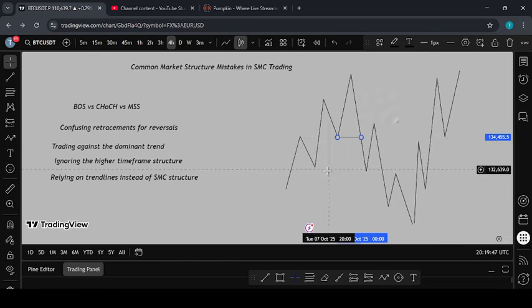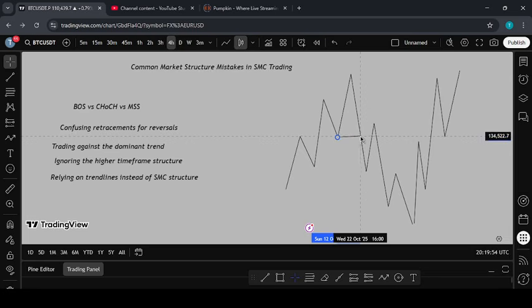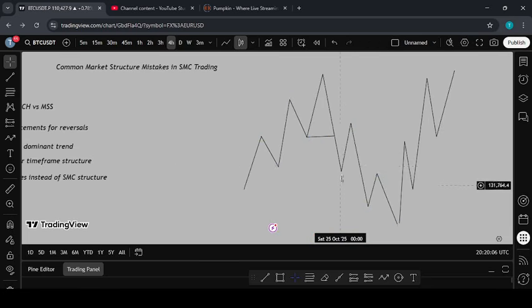You're seeing a complete change of character and you're calling it a market trying to break structure, or you are seeing a break of structure and you are calling it a market structure shift, right? It affects you. So understanding how to identify them is one of those mistakes, especially for newbies. So you need to understand it.